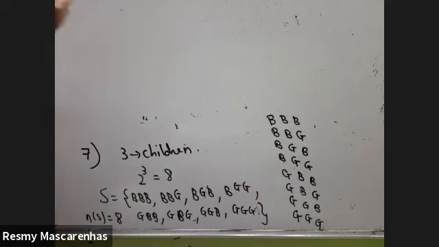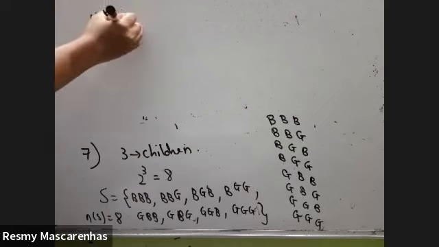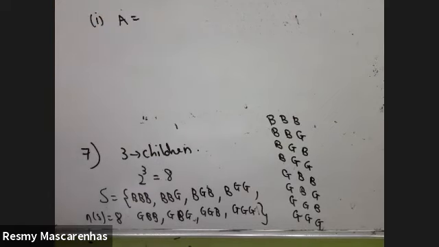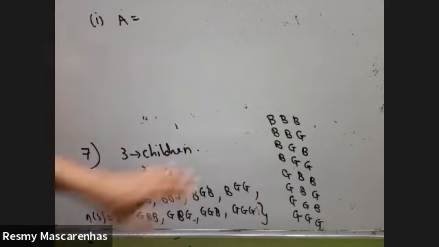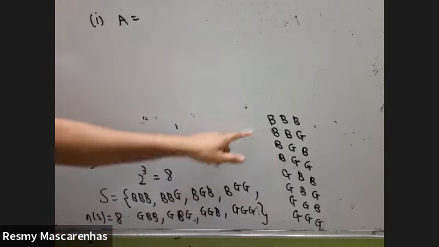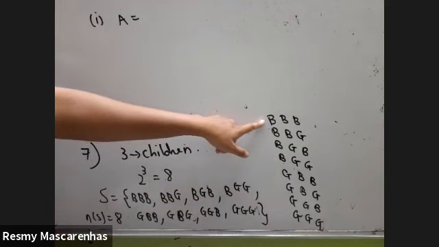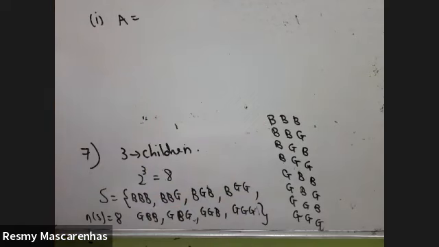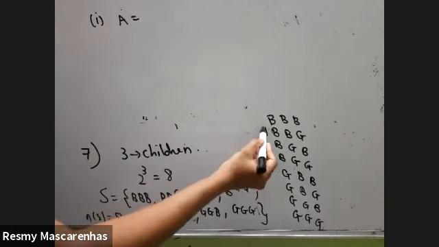Now, the first sub-question: exactly one child is a girl. So check over here, or you can check here also, no problem. Exactly one child is a girl, so pick up only those where there is only one girl.